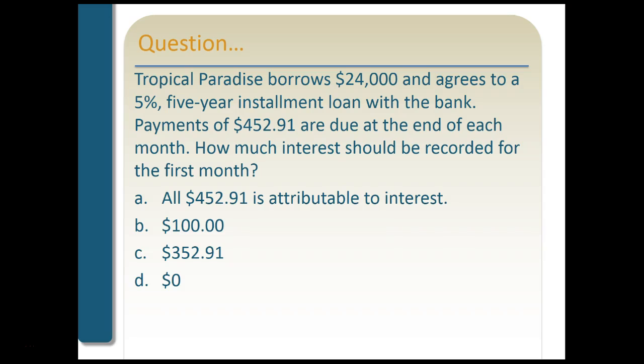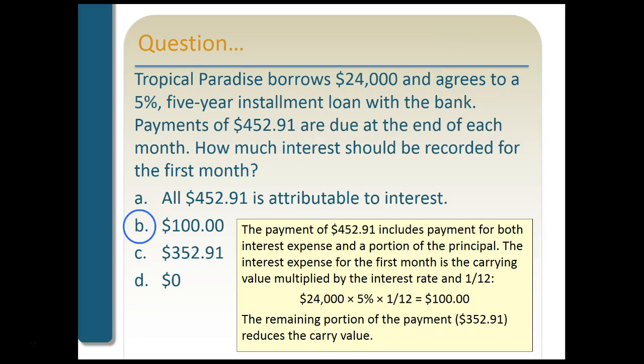Any ideas on that one? Well, you're going to take the loan balance times the interest rate, and we're going to take that for 1 month. So as you see here, the payment of $452 includes the interest of $100: $24,000 times 5% times 1 month out of the annual 12 months, which is $100. The remaining portion of the payment will be a reduction in the principal.